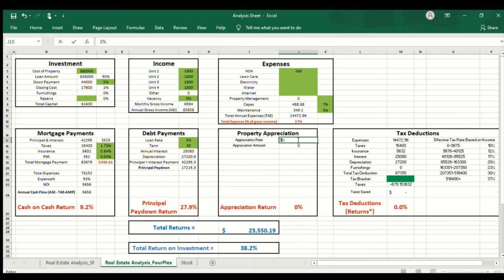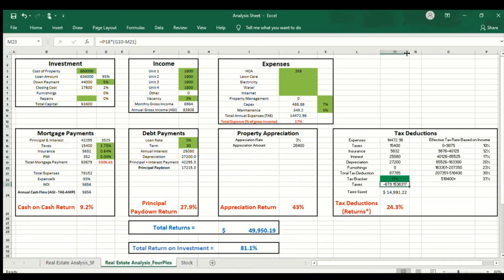Appreciation rate will keep it the same at 3%. Tax bracket, we're also going to assume that an individual here makes $50,000, so that would be a 17% effective tax rate. And so you can see, how do I get this out? Let's see. Okay. So overall, you still have a very good return, almost $50,000 returns on the first year. Return on investment 81%. So still a very good return.